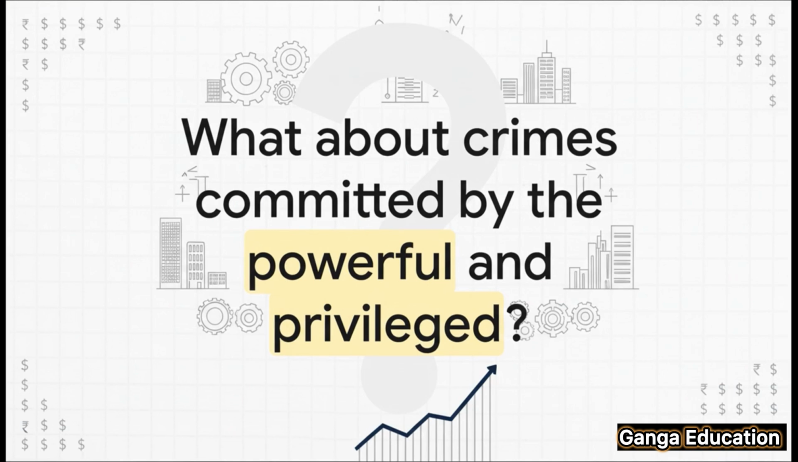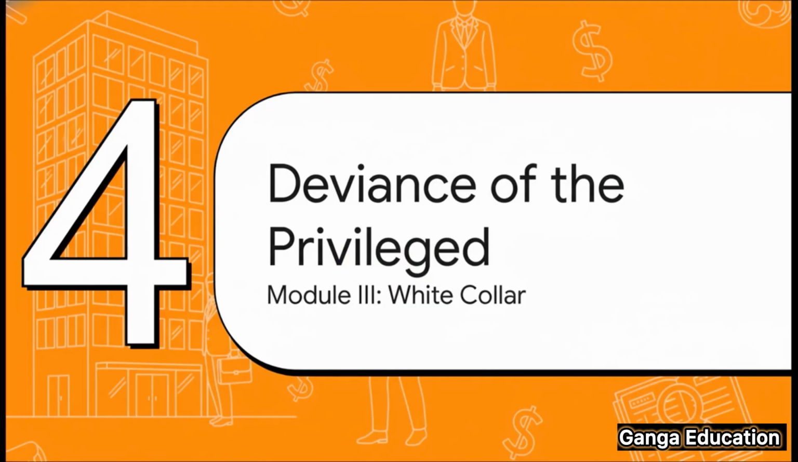Exactly. So just when we think we're getting a handle on things, your syllabus throws this massive curveball. If crime is so often linked to things like poverty and disadvantage, then how do we explain the crimes committed by the richest, most powerful people in society? This question right here leads us into one of the most important parts of the whole course. And that brings us right to Module 3, the deviance of the privileged. This is where we shift our focus from crime on the streets to crime in the suites.